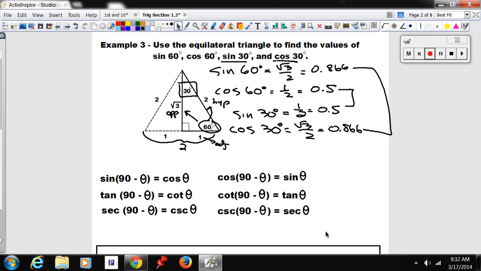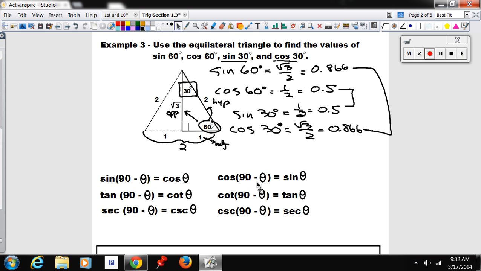And again, don't get scared when you see 90 minus theta. All they're talking about is a complementary angle. And I want you to find an angle that will add up to 90 degrees. You just plug in that and you find the complement. It works for tangents, cotangents, it works for secants and cosecants.